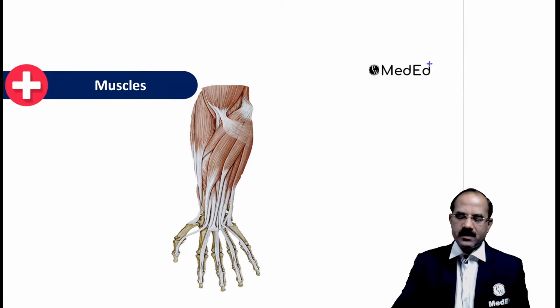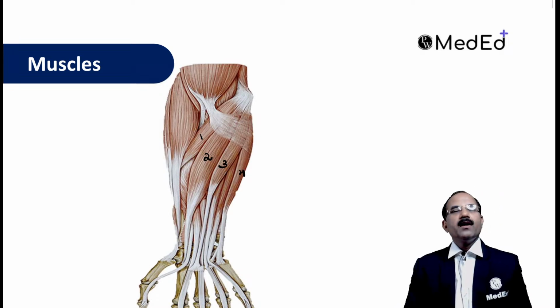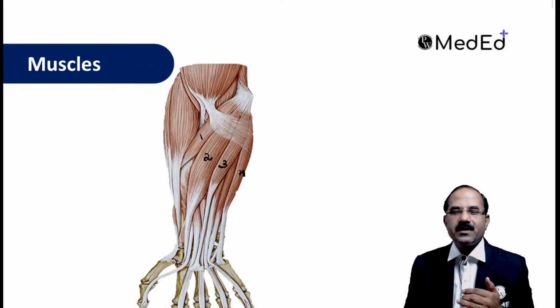Now, which are the muscles? Just have a look at this slide. Which are the muscles here? I'll put numbers. This is number 1, 2, 3, 4. So 4 superficial muscles, 1 intermediate, and 3 deep muscles.